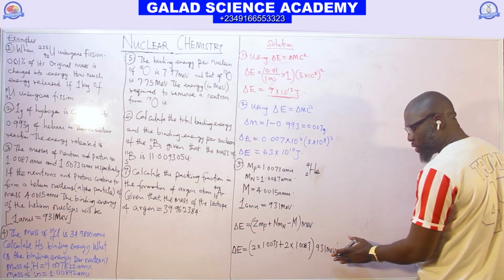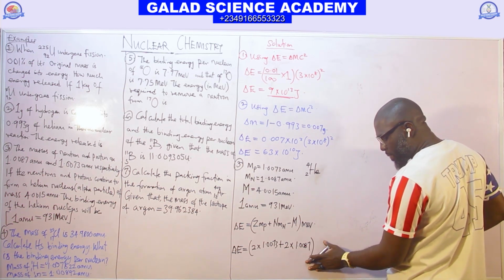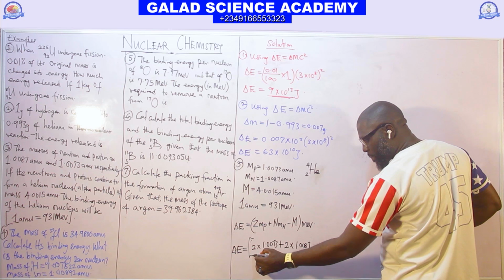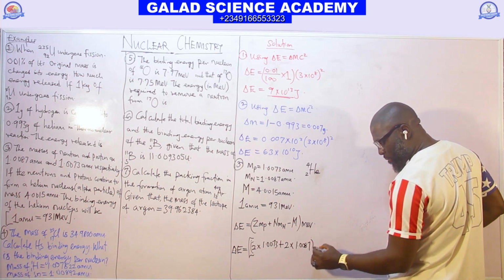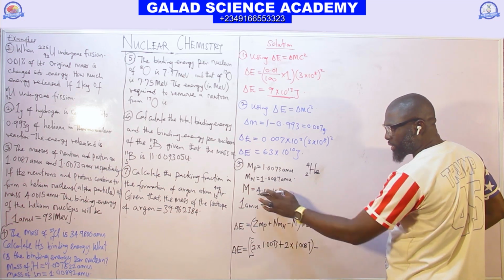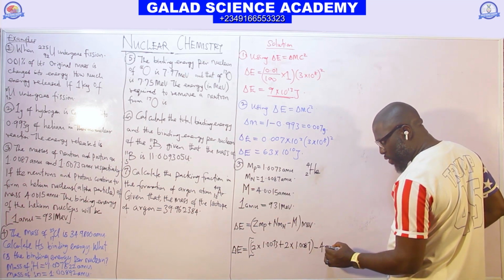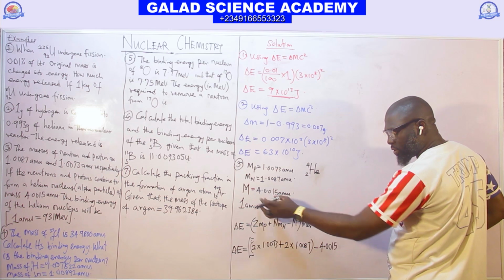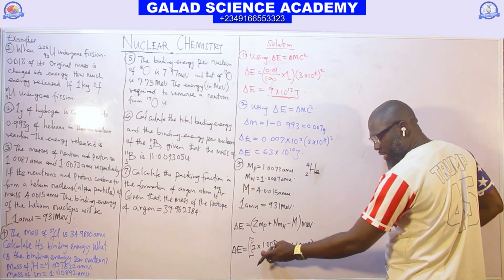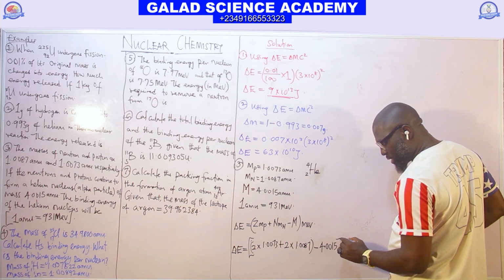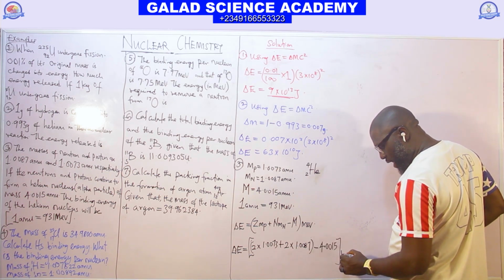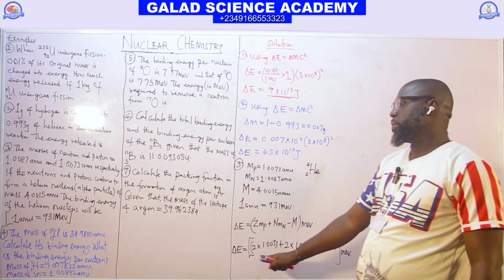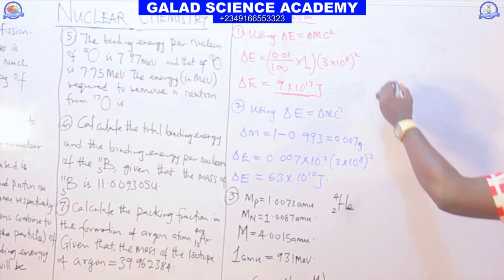MeV. No, this is a mistake. Minus M. What is this M? It is 4.0015. Everything you add, subtract this from it. You now multiply by MeV, so press your calculator.